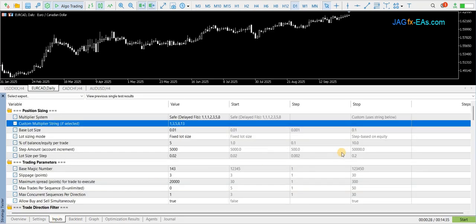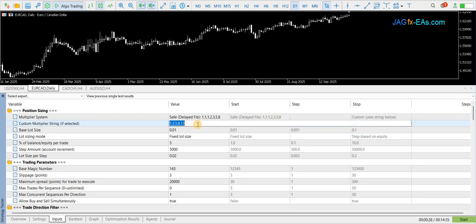Let's have a look at some of the settings I'm going to use. I'll just use the safe multiplier, so 1, 1, 1, 2, 3, 5, 8. The initial base lot will be 0.01. The second will be 0.01, the third will be 0.01. Then the fourth one will be 2 times that, so it'll be 0.02, then 3 times that, so 0.03.